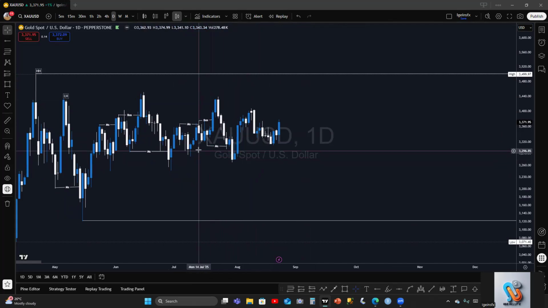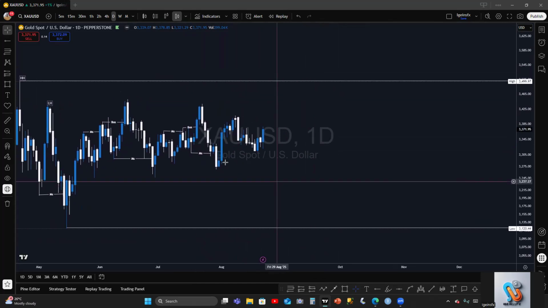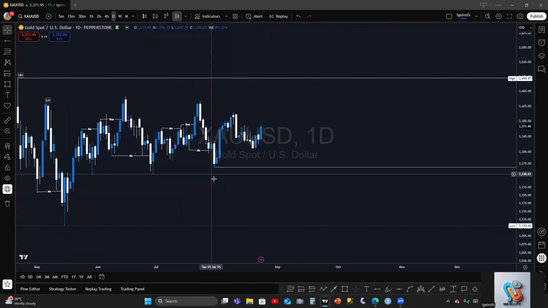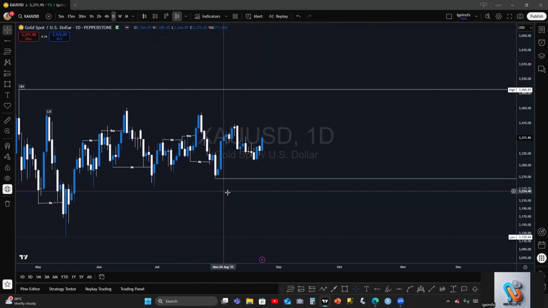So this is a violation of support level. All right. We have already tagged it MX. So if you know what MX means, please drop it in the comment section. Then price created another low here. It gave us a low here, support. Gave us a support level here.